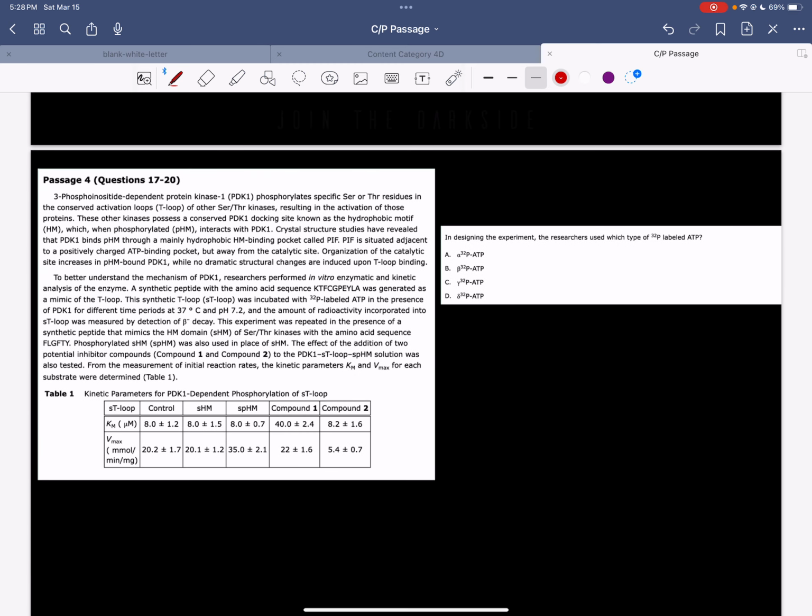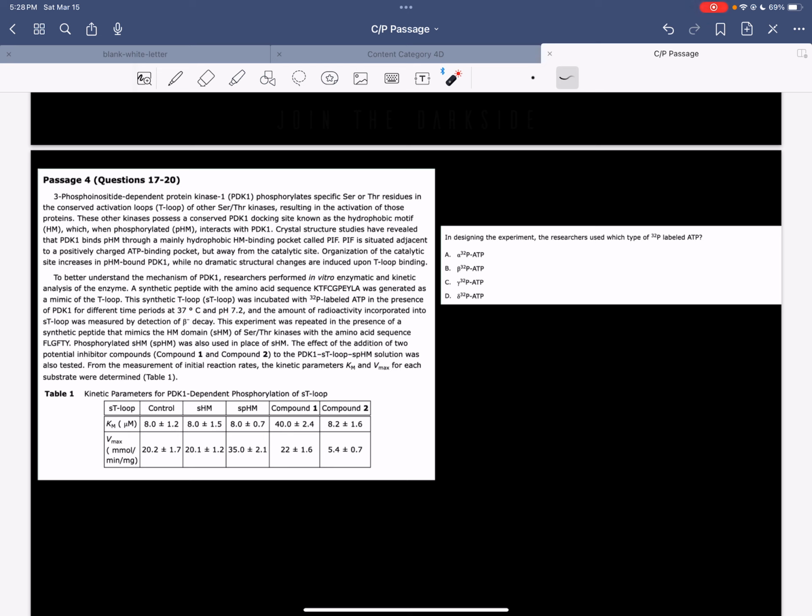Now, the next question says, in designing the experiment, the researchers used which type of 32P labeled ATP? Now, like I said, we just need to use the question as our clue to look for what to look for in the passage to be able to answer the question. I'm just going to go to the passage and look for the thing I'm going to use as my clue. My clue is where they mention 32P labeled ATP, because I don't need to know whatever is going on. I just need to know what about 32P labeled ATP I can use to answer the question from the passage.